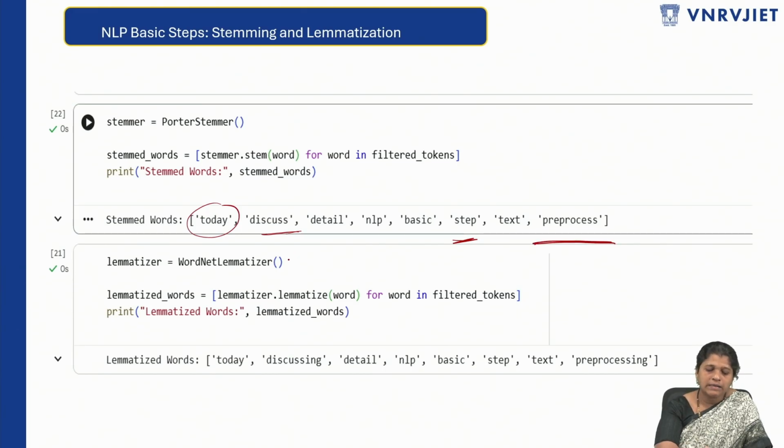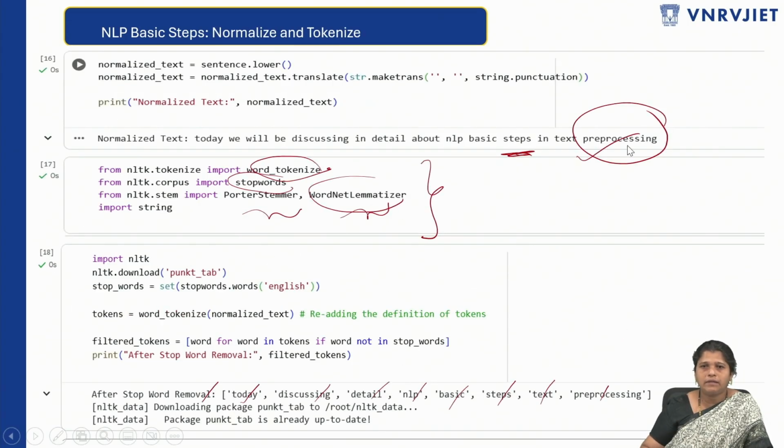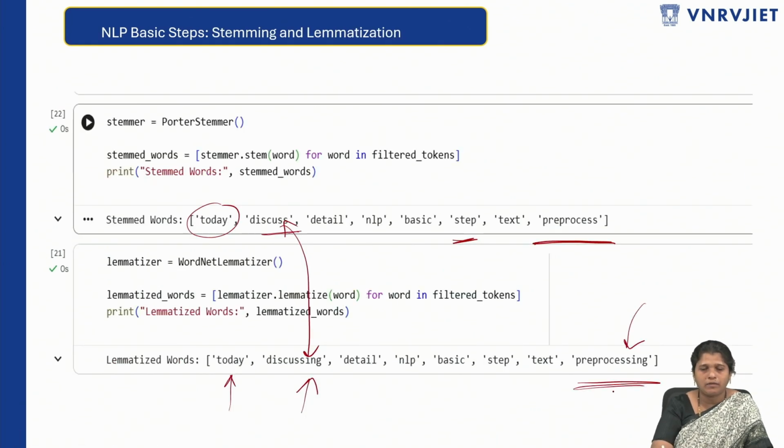Now in the lemmatized output, we have "today discussing". We could see the difference between lemmatization and stemming. Here, NLP basic steps, and of course text, retain the same original form of what we have given. It has retained "pre-processing" as pre-processing only.